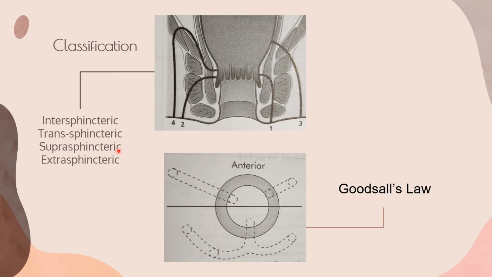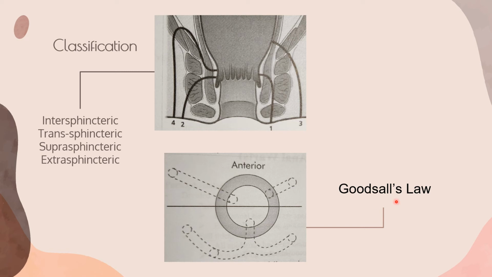Next, we have suprasphincteric anal fistula, which is rare. And lastly, extrasphincteric anal fistula that runs without specific relation to the sphincters and usually results from pelvic disease or trauma.